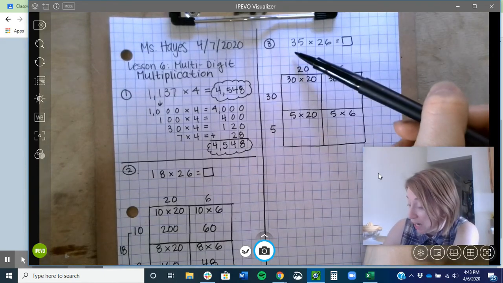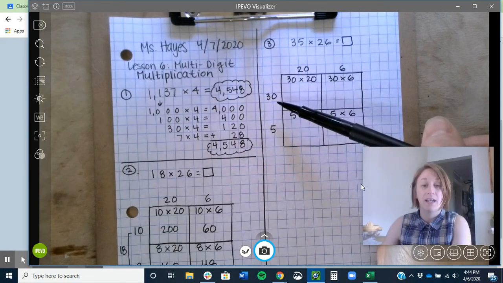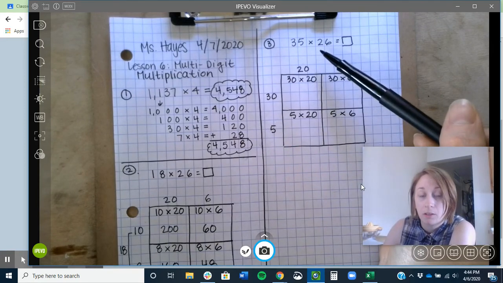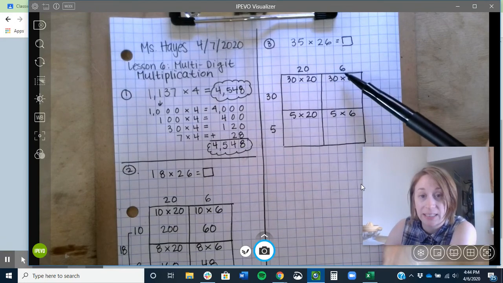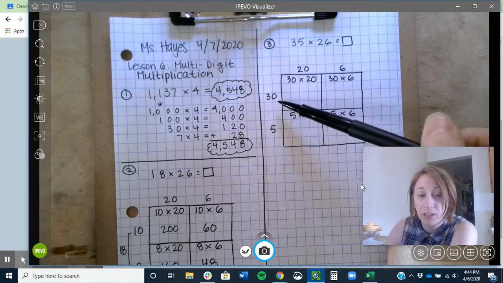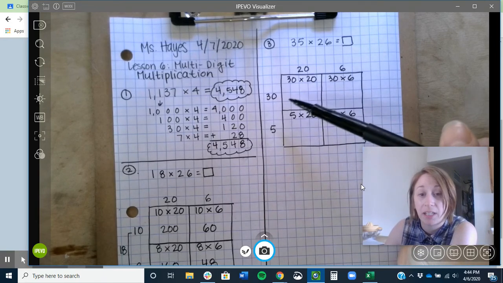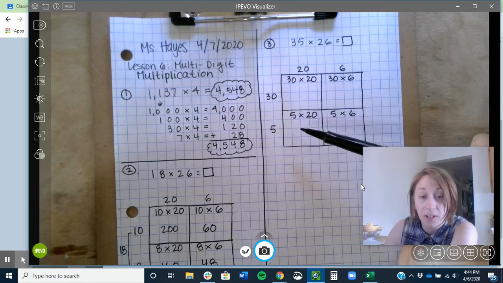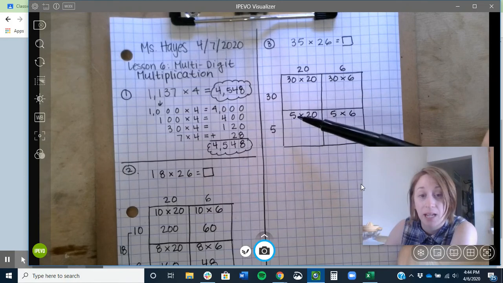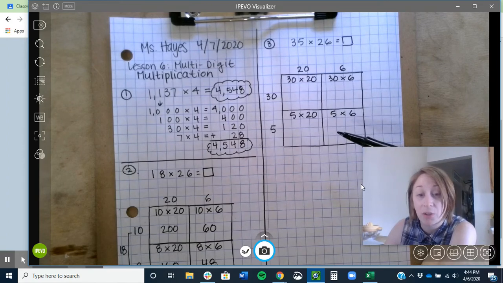Okay, we're multiplying 35 and 26. I chose to have 35 as my rows, so 30 and 5 were the tens and the ones. 26 was my columns. 20 and 6 were the tens and the ones in that number as well. My first number sentence, in the top left array, would be 30 times 20. The second number sentence, in the top right, would be 30 times 6. My third number sentence in the bottom left array would be 5 times 20. And my last number sentence in the bottom right array would be 5 times 6. How did you do?